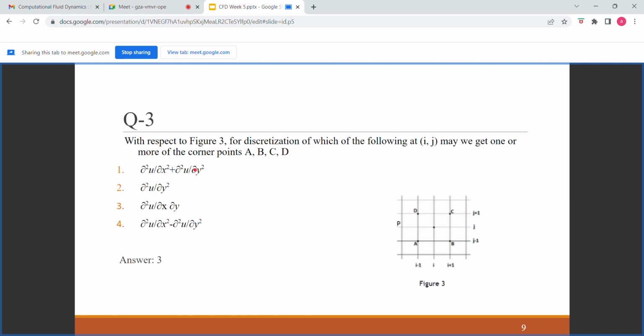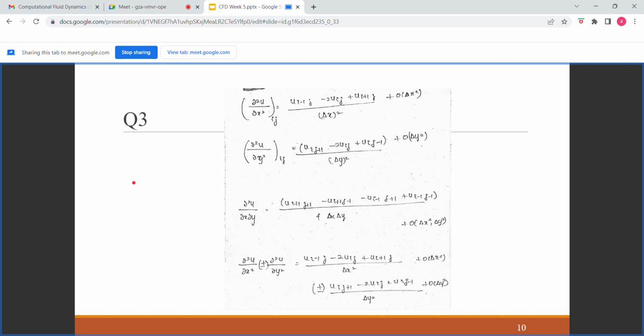So what are all the options given? Del squared u by del x squared plus del squared u by del y squared, del squared u by del y squared, and del squared u by del x del y, which is a mixed derivative. We can see that del squared u by del y squared is not the option, because it only has u i, j plus 1 or u i, j minus 1. It does not have i plus 1, j plus 1, all those terms that were asked, like A, B, C, D. So the second option is definitely not there. So we'll see the mixed derivative, del squared u by del x del y.